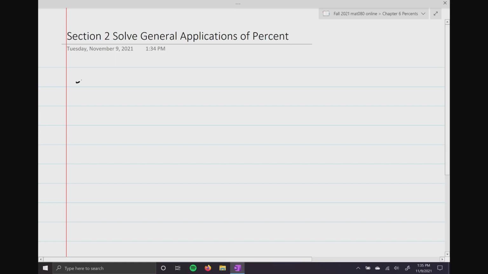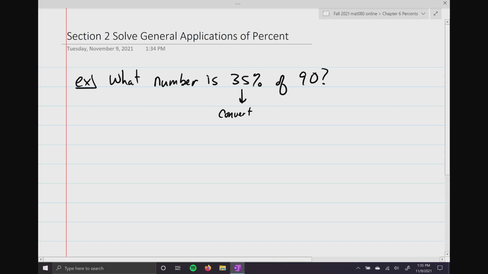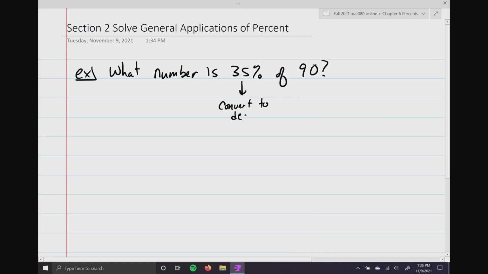So I know we've all seen this type of problem before, which is: what number is 35% of 90? Now, there are a couple of things going on here. First, just one sentence. Second, you got a percent. Well, in math, we never ever use percents when we're trying to find something. What we do is we will always convert the percent to a decimal.